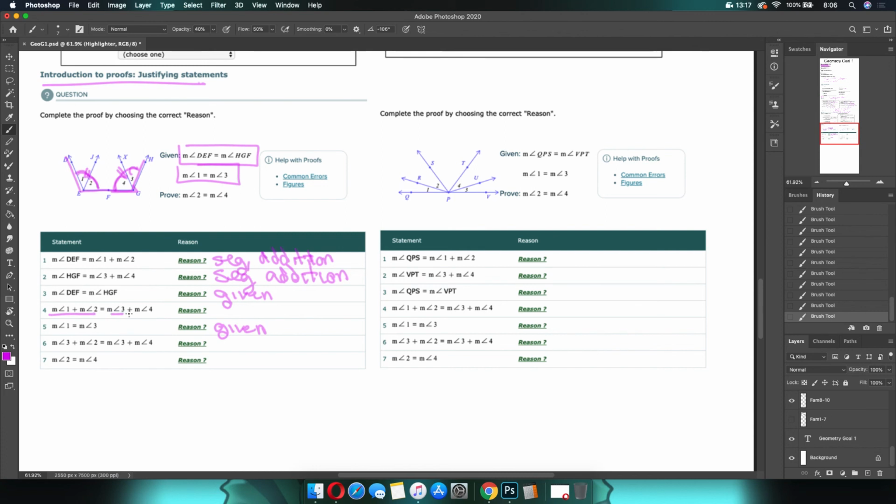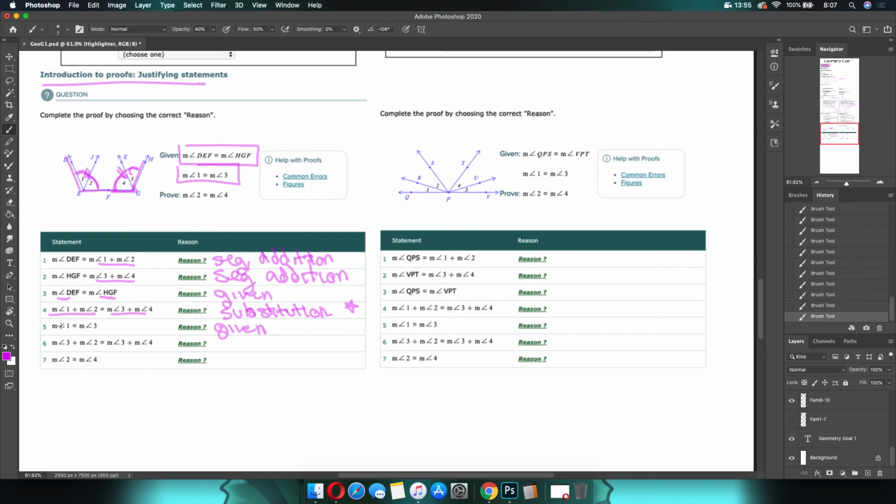Next up, let's see here. 1 plus 2 equals 3 plus 4. Since these things are equal, we replaced them with what they're equal to. What's that called? That is substitution. I'm going to put a little asterisk there because some kids, when they're first getting used to this, have trouble seeing the substitution. And we're actually going to be using substitution again in a second. So be wary of that. Look for that and keep an eye out for it.